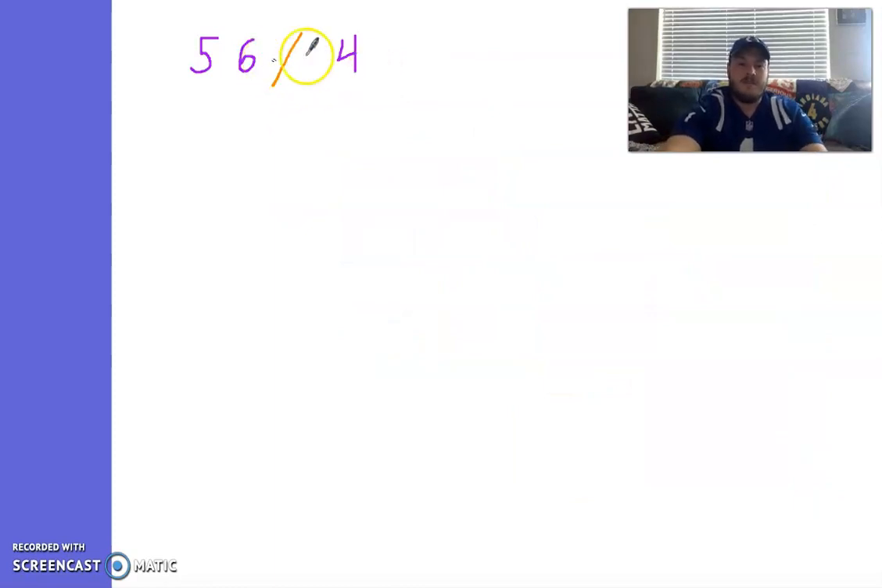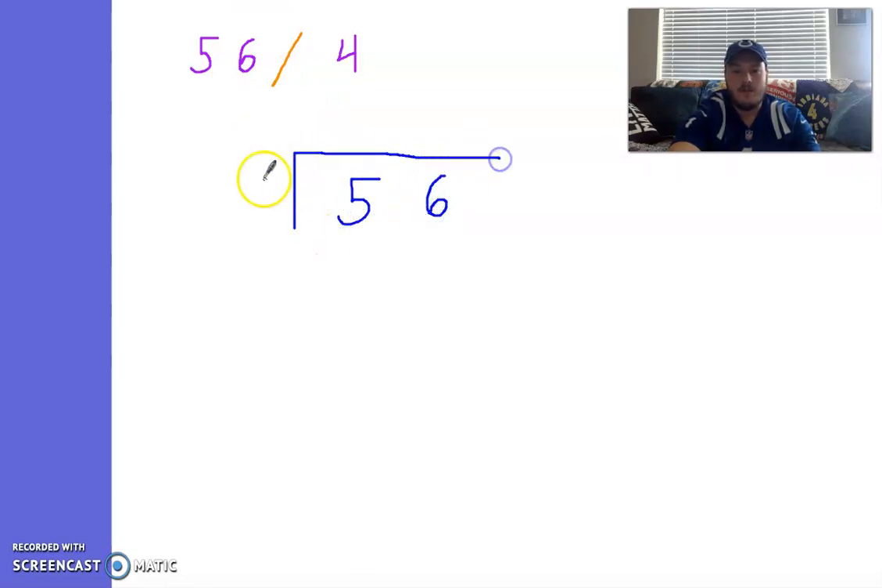Next, we have 56 divided by 4. And we know that this little backslash sign is another way we can show it's a division problem because it's like writing it as a fraction. So, got 56 divided by 4.